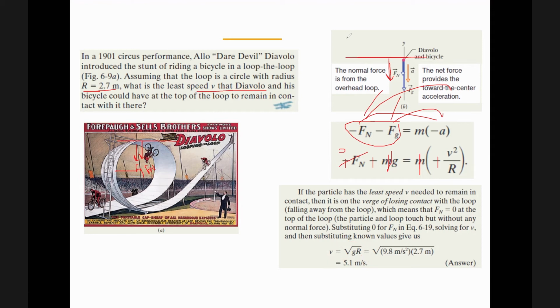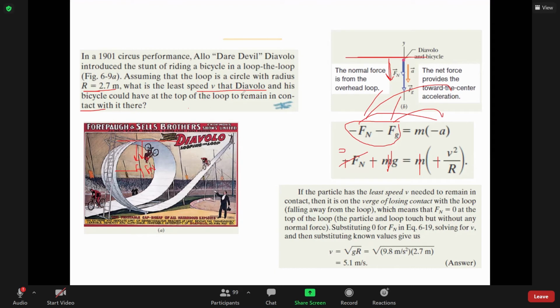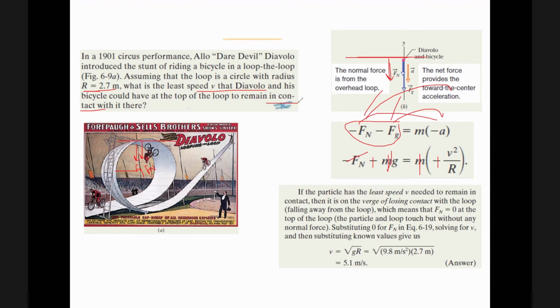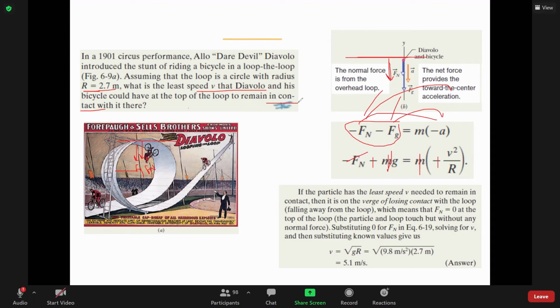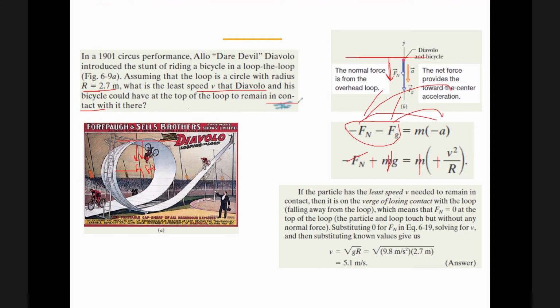Can you repeat why Fn equals 0? The question says, what is the least speed so that he remains in contact? What is the meaning of contact between him and the ceiling of the loop? It means there is a normal force. So if I want to calculate when he will fall down, it is the threshold when the normal force equals 0. When the normal force equals 0, the man will fall.